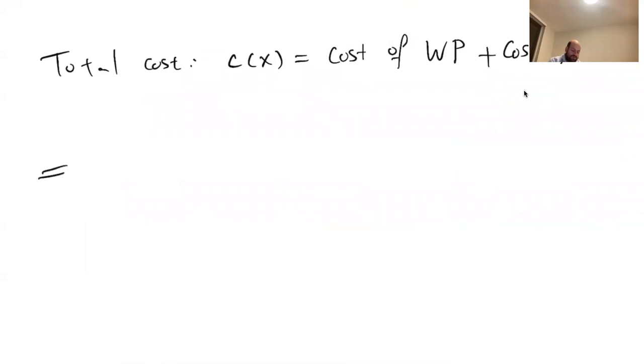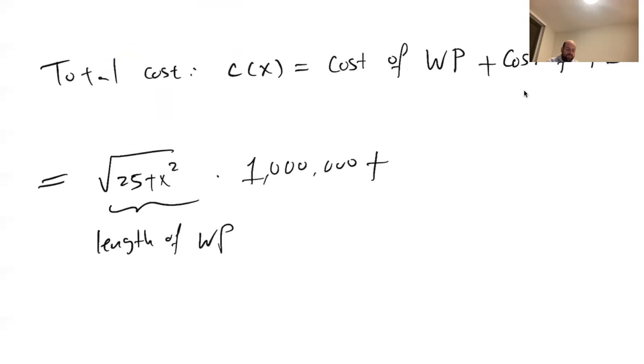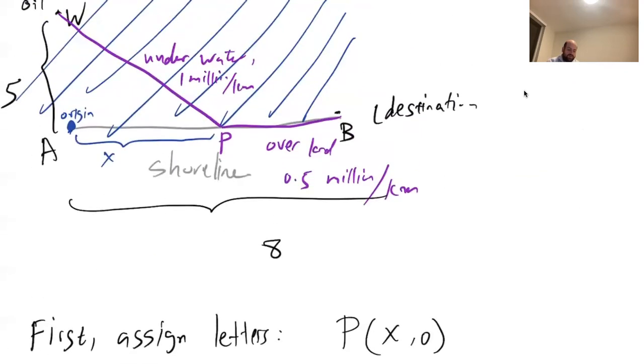So this is equal to root of 25 plus X squared. So this is the length of WP. And then times 1 million. So this is the cost of WP, the length of WP times 1 million.